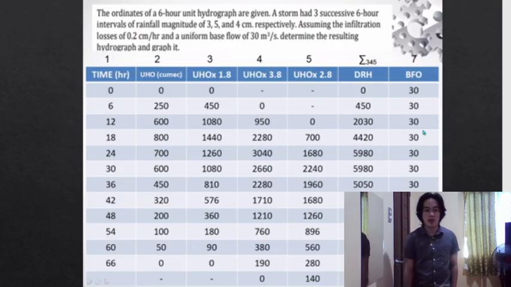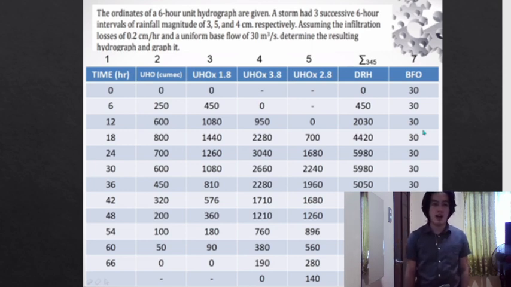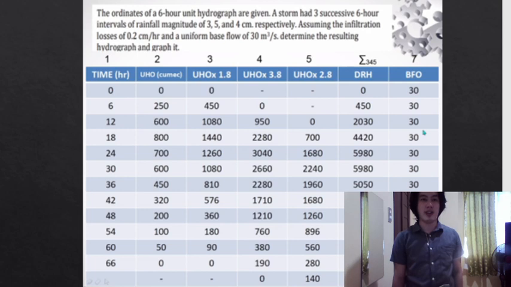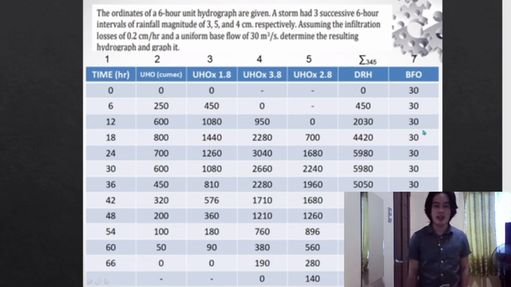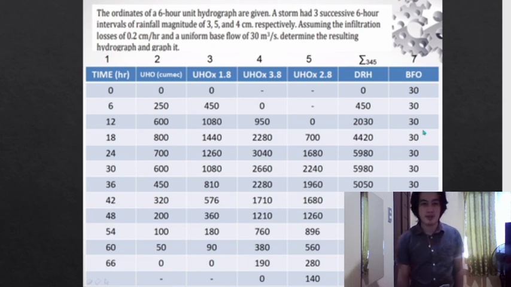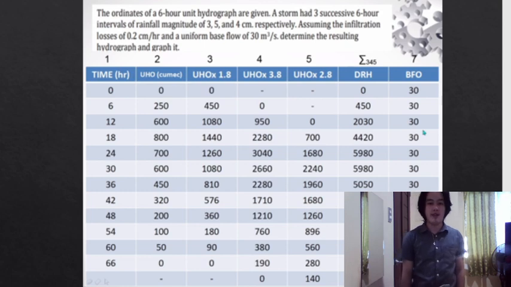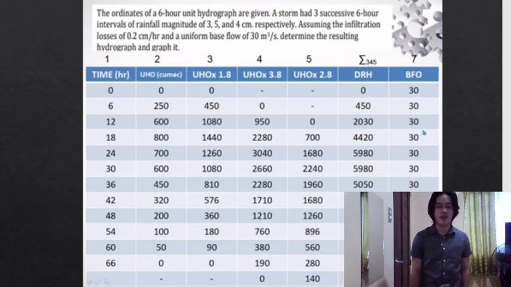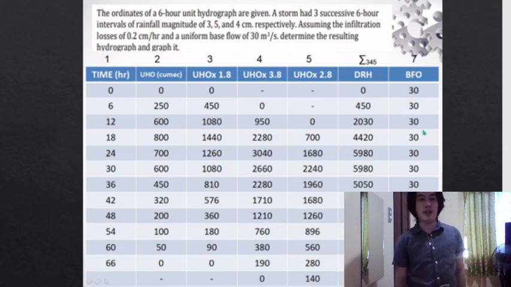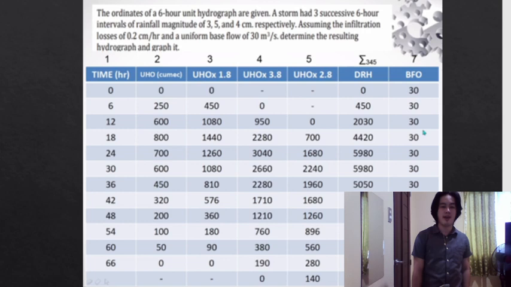So there is an example. In this example, the coordinates of a 6-hour unit hydrograph are given. The storm has successive 6-hour intervals of rainfall magnitude of 3, 5 and 4 cm respectively. Assuming an infiltration loss of 0.2 cm per hour and a uniform base flow of 30 cubic meters per second, determine the resulting hydrograph and draw it.